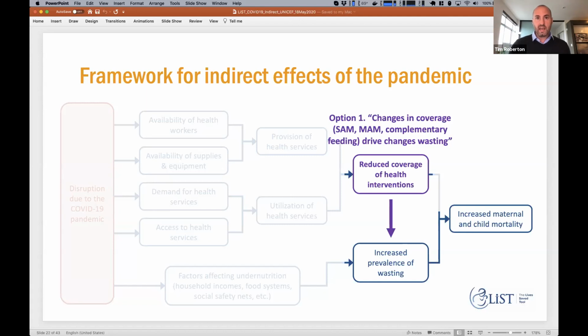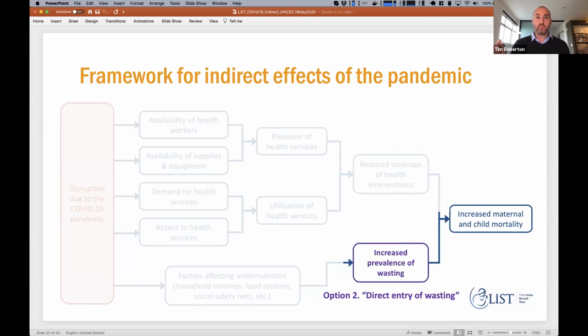So what we could have done is say that because of the pandemic, coverage of SAM and MAM is going to reduce, and because of that, you'll see an increase in wasting and then an increase in child and maternal mortality. We imagine that will happen, but in LiST, you can either do that or you can do the second option, and we chose the second option.